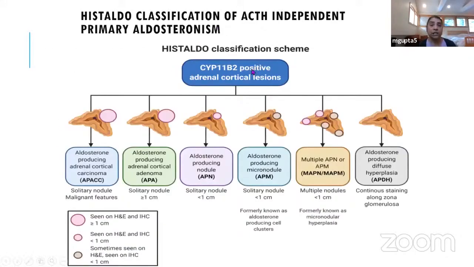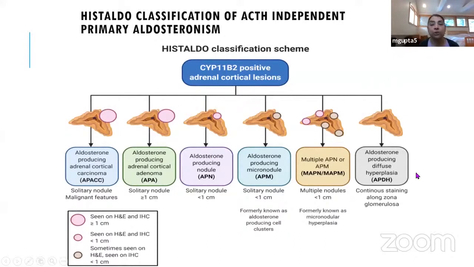This is a big change in the WHO fascicle 5th edition, that now we are using the CYP11B2 immunostain to classify these aldosterone producing nodules in the adrenal. So adrenocortical carcinoma and adenomas are not a problem because we know the clinical picture, but then these are bigger lesions, more than 1 centimeter. One can see them grossly. One can see them by immunohistochemistry and microscopy, no problem.